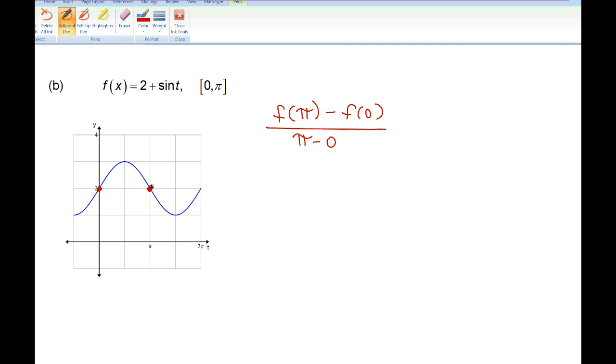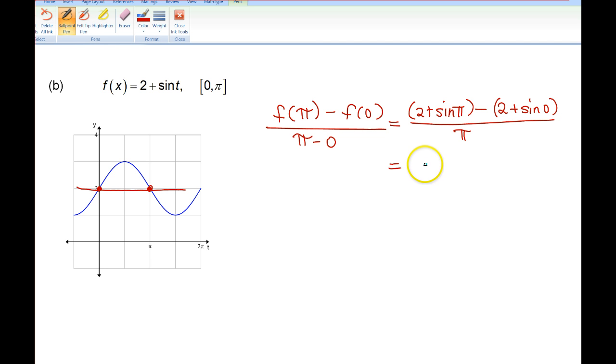Okay, so you might be able to see this from a geometric perspective, like I was saying. If you look at this line here, it's got a slope of 0. So let's just confirm that. If I plug in pi, I have 2 plus sine of pi, right? And then if I plug in 0, I have 2 plus sine of 0. Well, what's sine of pi? 1. Try again. 0. So I have 2 plus 0.